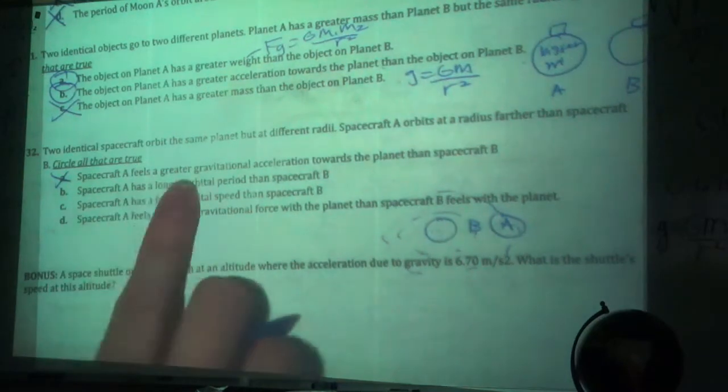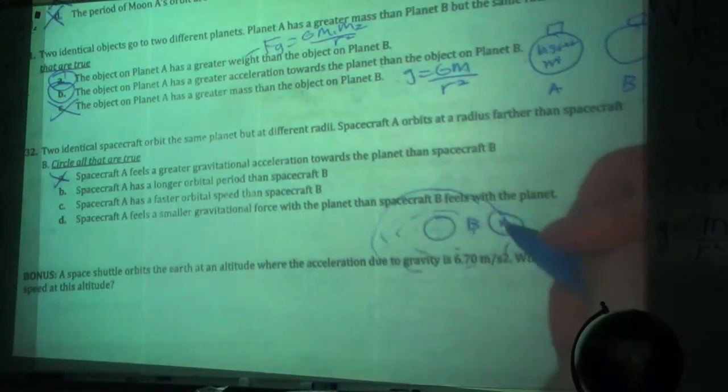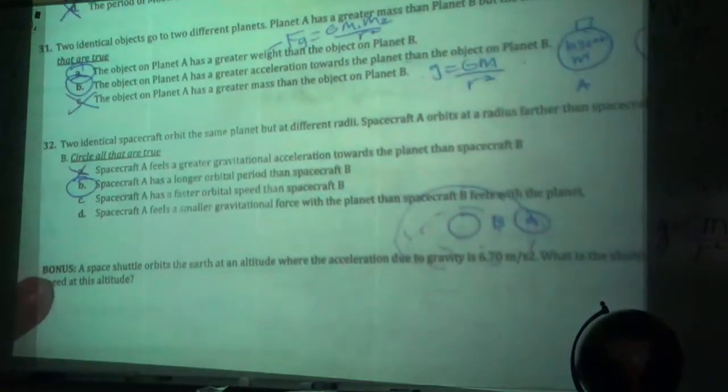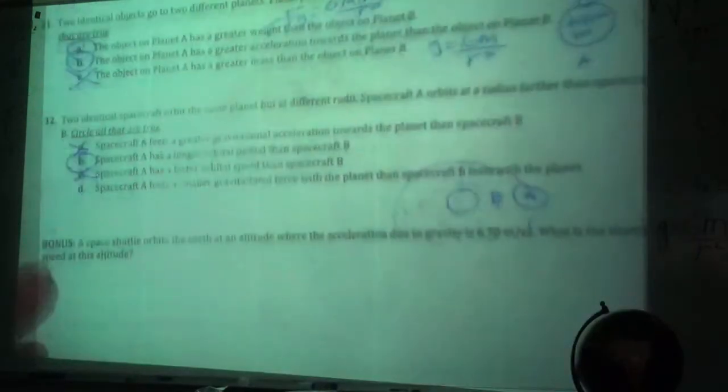A has a longer orbital period. Yes, that is true, because if you have a bigger radius, you have a slower velocity, you take longer. It's what we wrote, the same reasoning for longer period, you want slower, so you want a big radius. So when I have a big radius, it is slower and has a longer period. A has a faster orbital speed. No, we just said it would go slower. B would go slower, smaller r, closer would be faster.